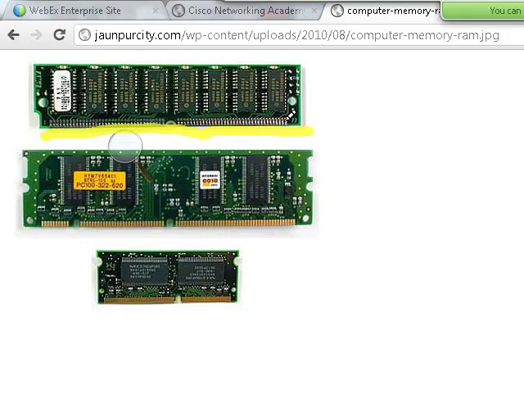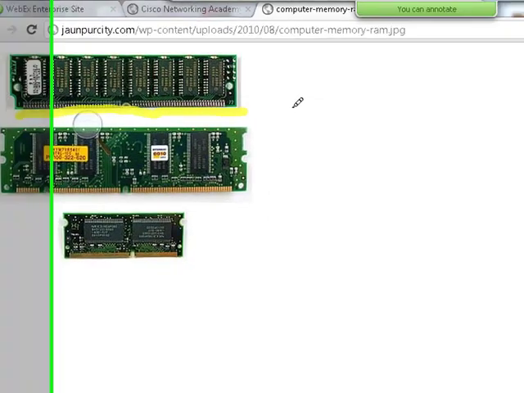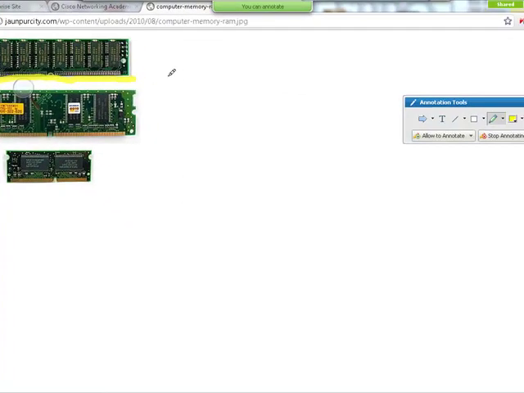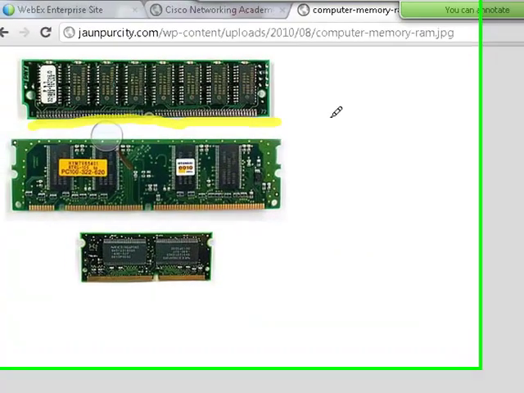Single inline memory module has a lower number of pins to connect, and usually it comes only from one side. This is why it's called single inline memory module, which means if you flip it, you don't find any chips. The SIMM usually must be installed in pairs. You cannot install only one. You cannot close the circuit by installing only one RAM memory. You have to install 2, 4, 6, 8 if you have 8 slots, of course.